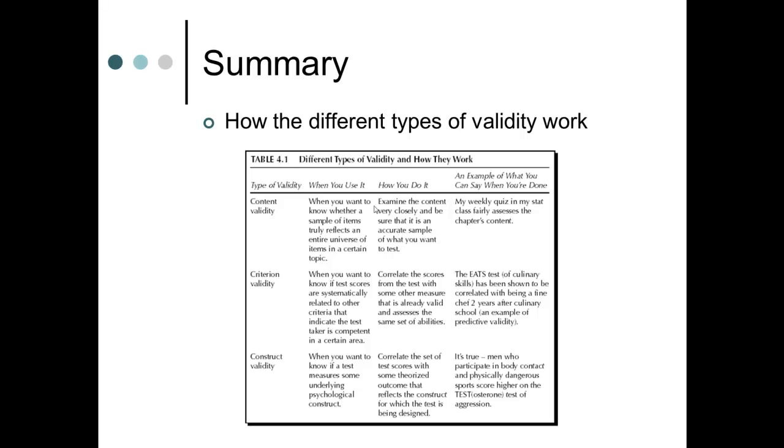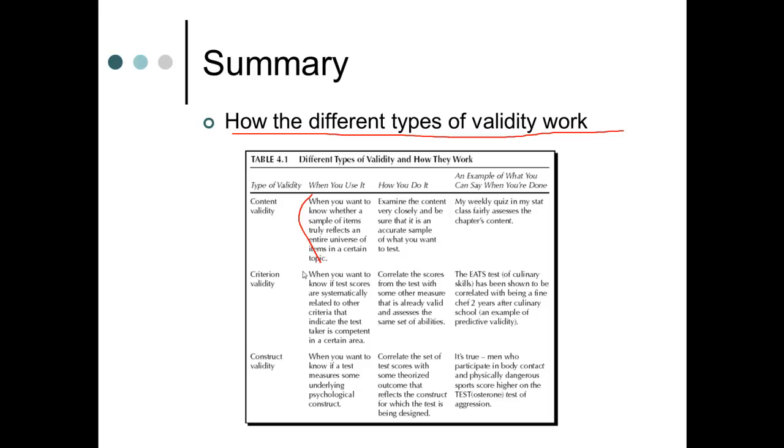And so here's your little summary on how your different types of validity work. Content: it tells you when to use it, when you want to know whether sample items truly reflect the entire universe of items in a certain topic, how you do it, and then some examples. My weekly quiz in my stat class fairly assessed the chapter's content. Okay, great. It has some content validity.